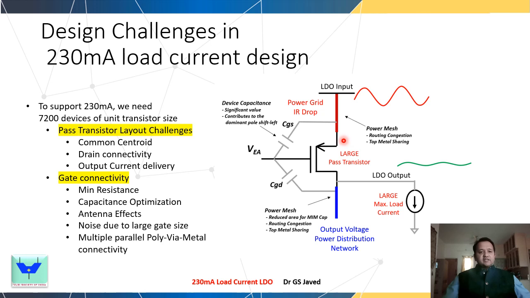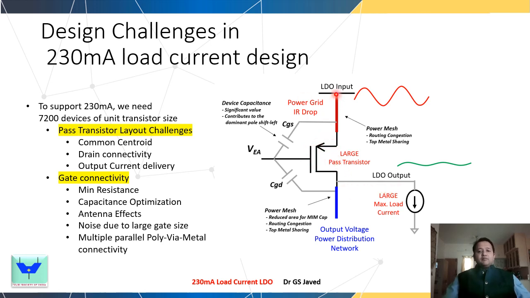So what are the unique challenges that we see in 230 milliampere load delivery? First thing, it's the simple large load current which is present. This large load current causes a lot of problems starting from the size of the transistor. What is the size that you have to maintain? As the size of the transistor goes very large, for example, to the tune of 7,200 devices of unit size, you will look at challenges like how do you do the layout of this pass transistor, whether you would use a common centered layout, how do you connect the drain connectivity for all these nets so that you have minimum IR drop, or how do you maintain the current delivery is one point.